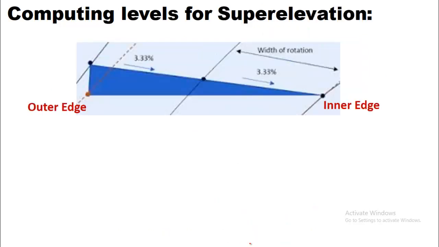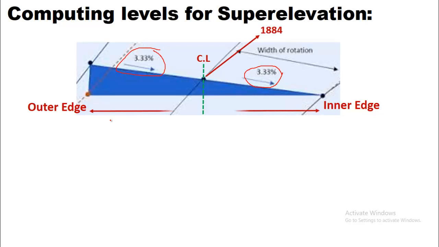If we now talk about the super elevation, as you can see in this drawing, the percentage is 3.33%. And this percentage is also 3.33%, or you can say the slope is 3.33%. The center level is again 1884, whatever unit you are using, feet or meters. And the half width is 7.5 meters and the other half width is 7.5 meters.